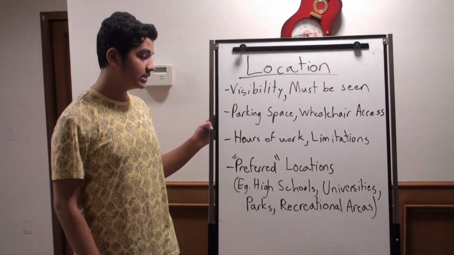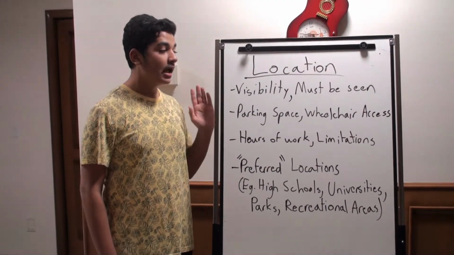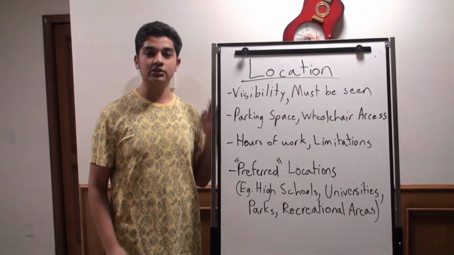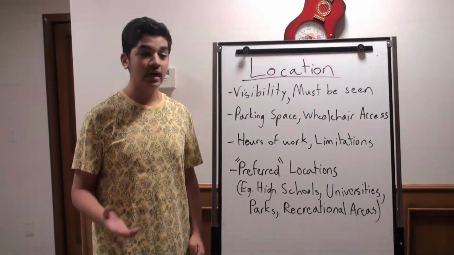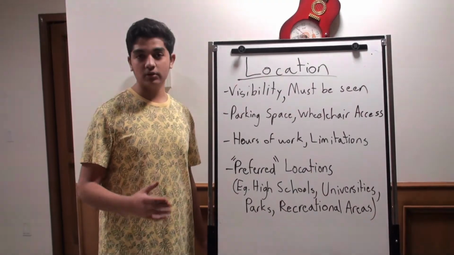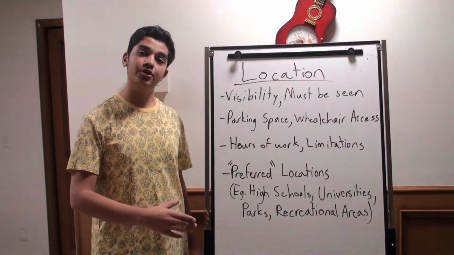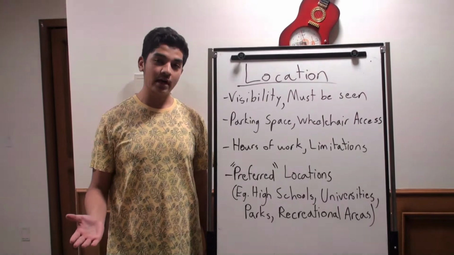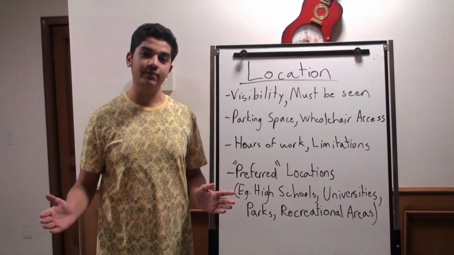The second thing you need to see is parking space, and especially wheelchair access, so you can give access to the disabled, and there's enough space for people to park their cars so they can actually come into your business. If it gets too overcrowded, then it creates a bad situation for everybody.